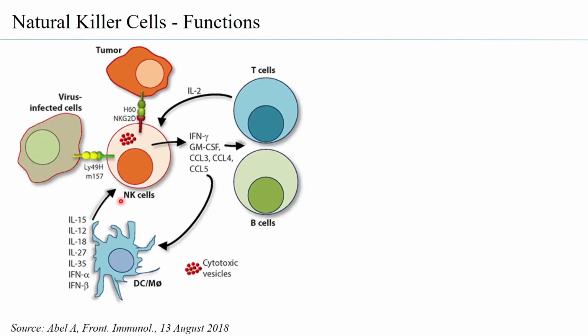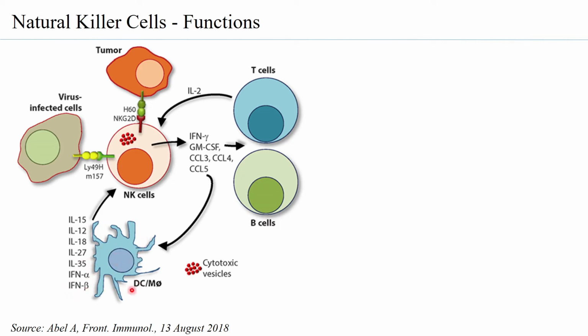Now, when one looks at the functions of natural killer cells, the natural killer cells are able to bind to cells which are infected by virus. So you have ligands that can specially bind to surface markers present on virus infected cells, or they can bind to surface markers that are present on tumor cells. And the natural killer cells can also get activated by several cytokines or growth factors or chemokines that are released by other immune cells.